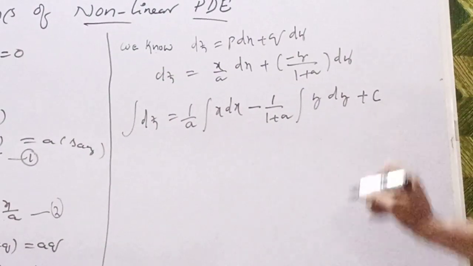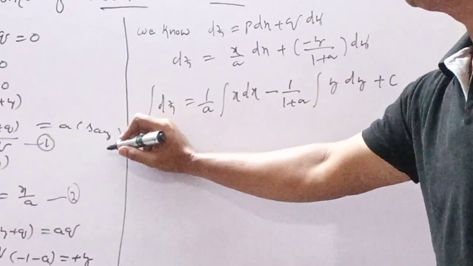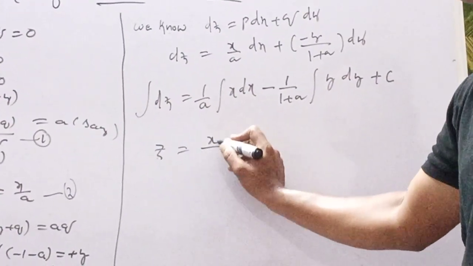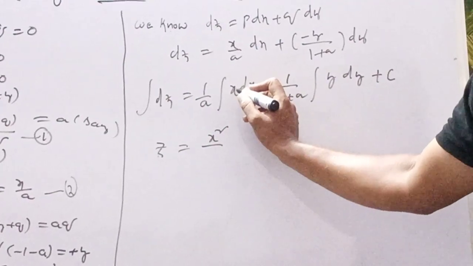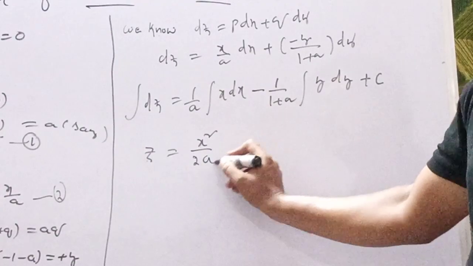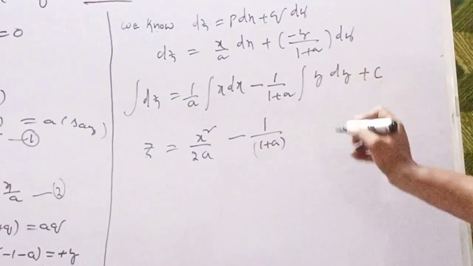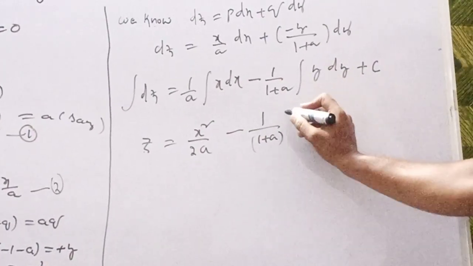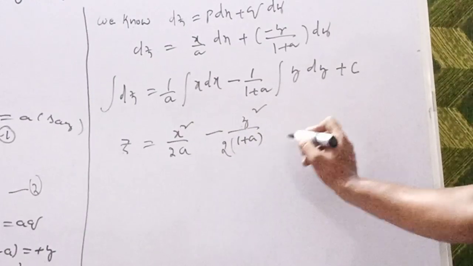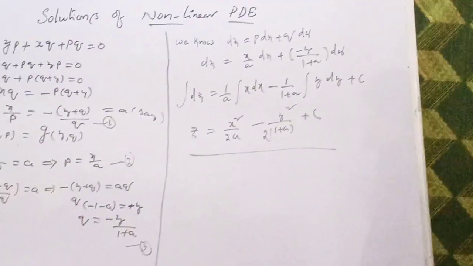Take constant c. So z equals 1 by a into the integration of x, which is x square by 2, minus 1 by (1 plus a) into the integration of y, which is y square by 2, plus constant c. This is the required general solution.